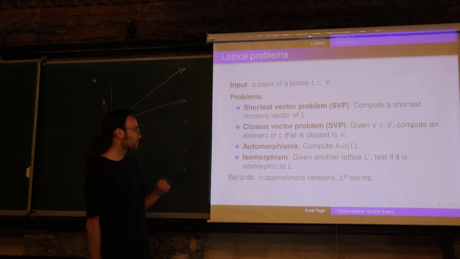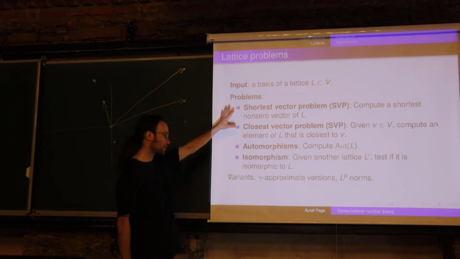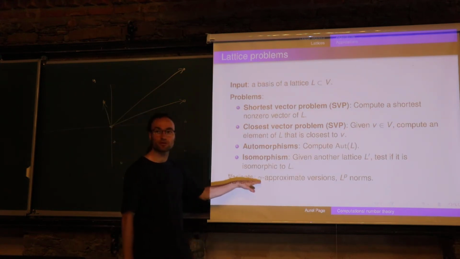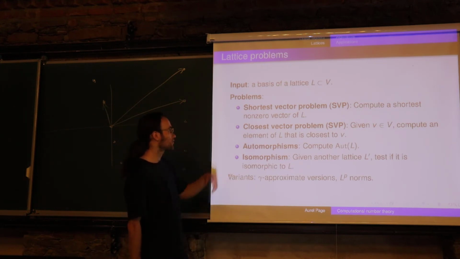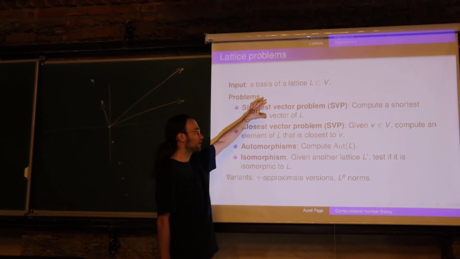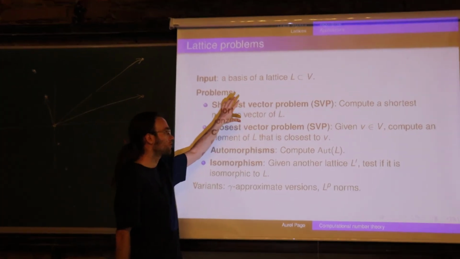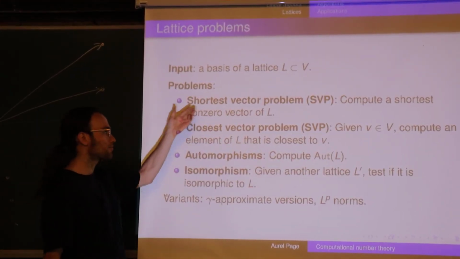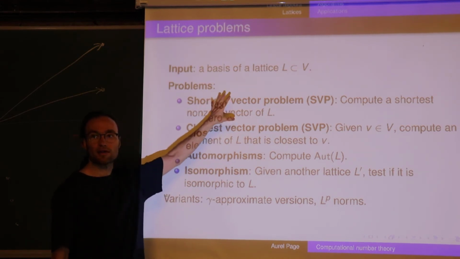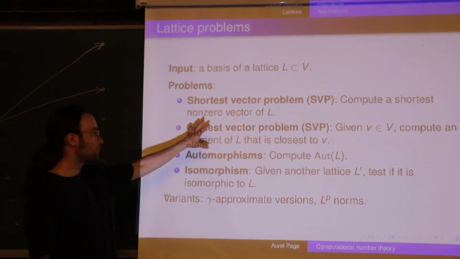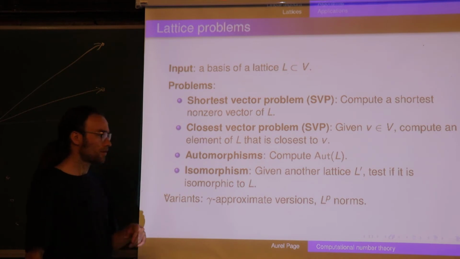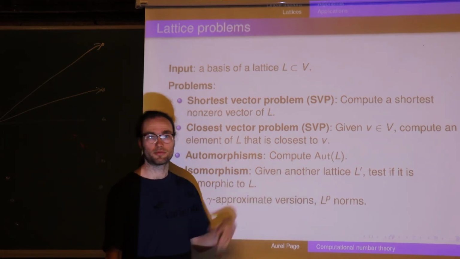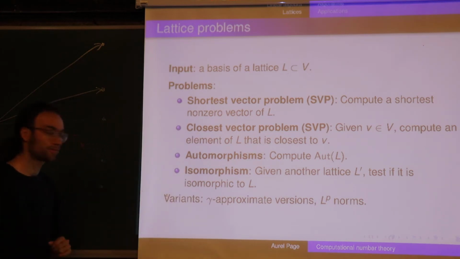You also have variants of these problems. So what you will call gamma approximate versions, for a certain gamma, means, for instance, you're not asking to compute necessarily a shortest vector, but something that's at most gamma times the length of a shortest vector. Same for CVP. And you also have variants not using the L2 norm, but using the LP norm, that are also interesting.